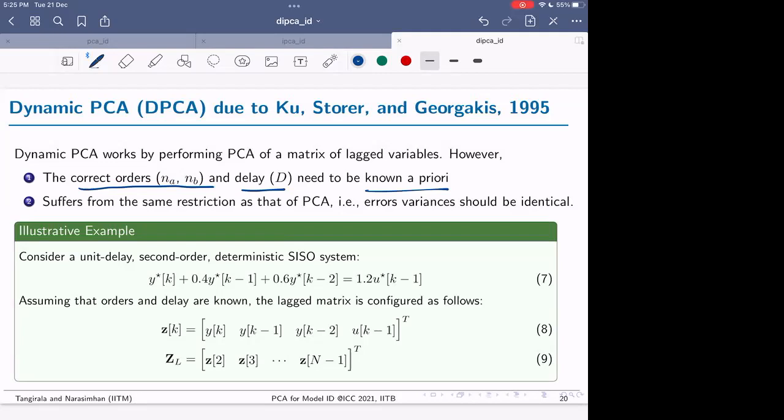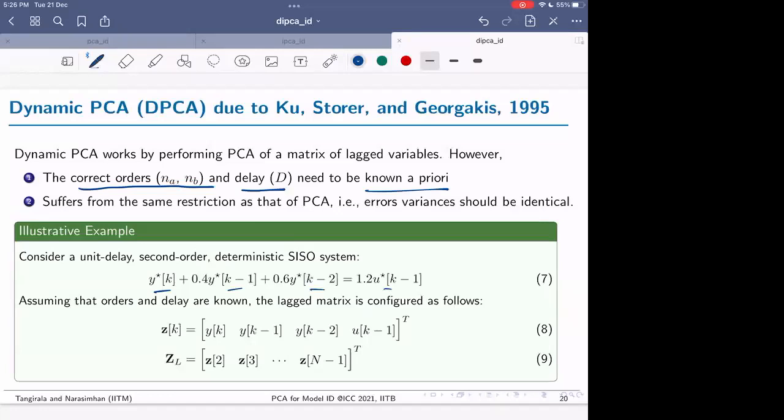And secondly, this DPCA suffers from the same restriction as that of PCA, which means that the error variances should be identical in both input and output channels. So just to illustrate this point, let's consider a unit delay second order deterministic seesaw system. The model is given in equation 7. And let us assume that the orders and delay are known. So that means I stack exactly based on this model.